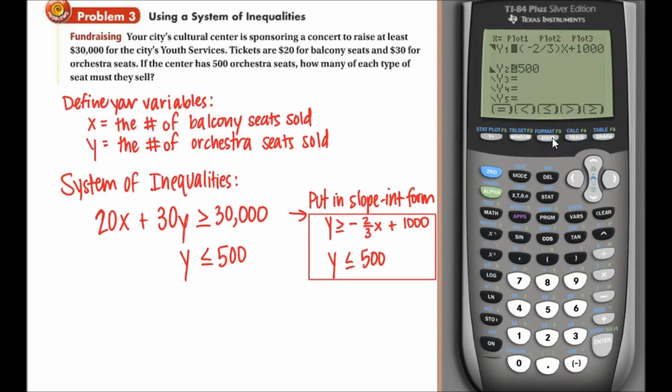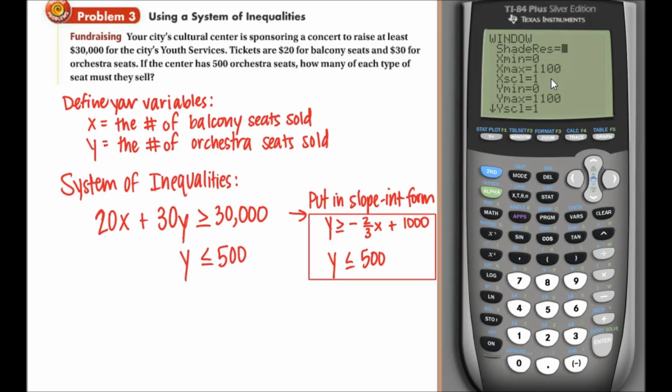Before pressing the trace or graph button located in the top right corner of your calculator, you want to make sure that your window will include the solutions. So go to Window, and then make sure your x-min and y-min are at 0, because we don't need to worry about negative solutions. It's a real world situation. And then for the x-max and y-max, I suggest putting them at around 1,100.